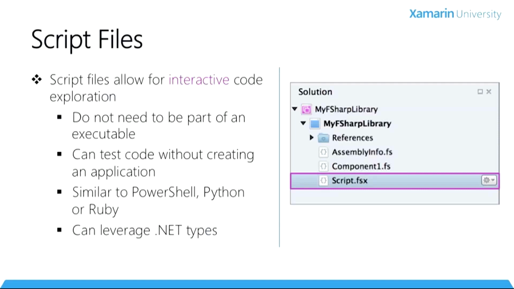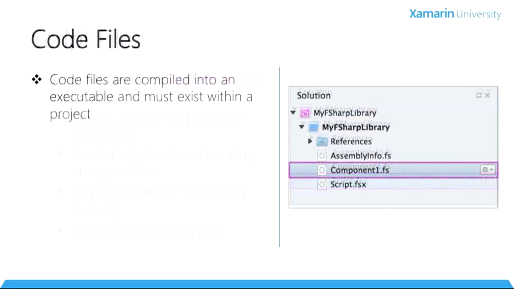And you can add script files into projects, but they're not compiled into the generated assembly. This can be useful if you have some code that you're trying out, that you want to save or just use periodically in the interactive REPL while you're building your application. Code files must always be placed into a project structure and are compiled into IL just like any other .NET program. And code files always have the extension FS.